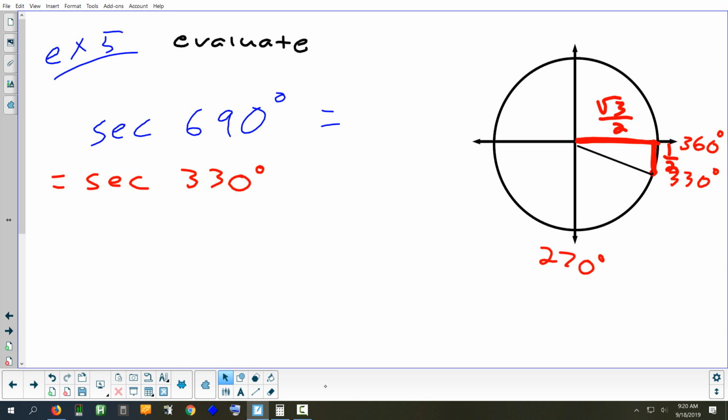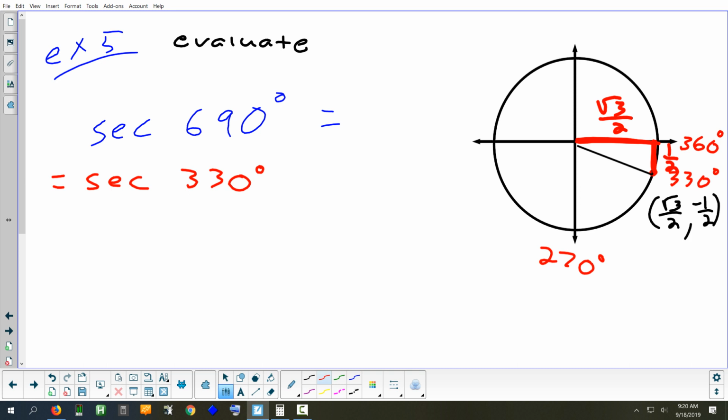So Riley, what is my coordinate for 330? The square root of 3 over 2, and then negative 1/2. Perfect. It's in quadrant 4, so the y value is going to be negative. Okay, and secant.